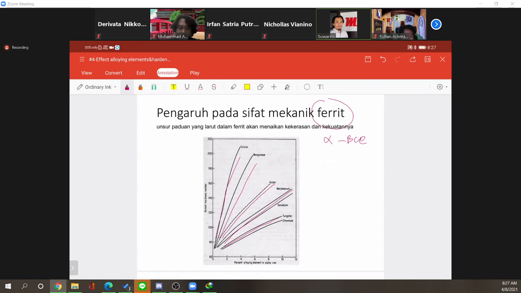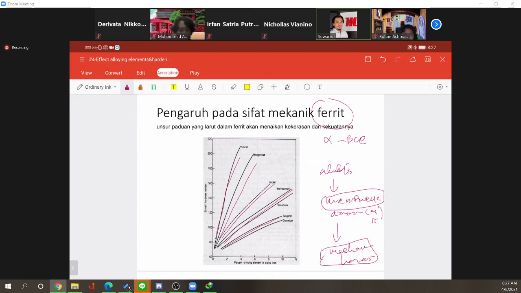Okay, so we have a basic alloying element. This will change the microstructure. We discussed it already. And the microstructure we can predict with this diagram, which is the equilibrium diagram and also the TTT diagram. And then we have mechanical properties like hardness.